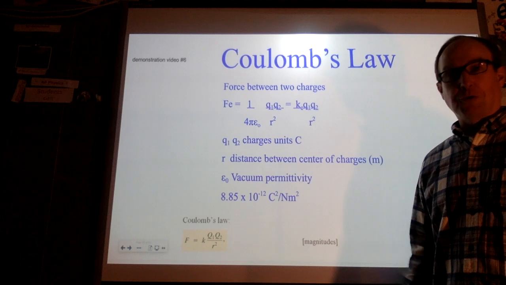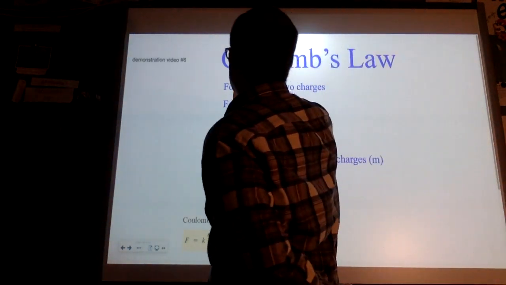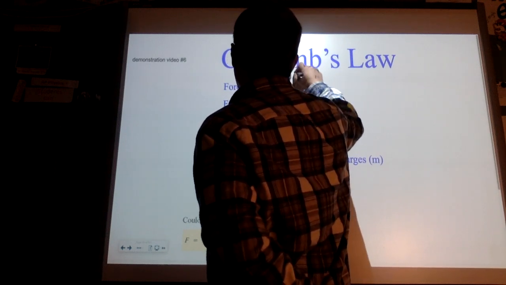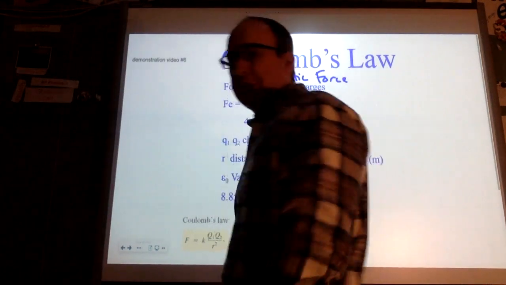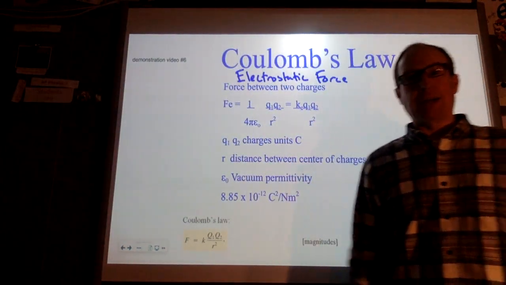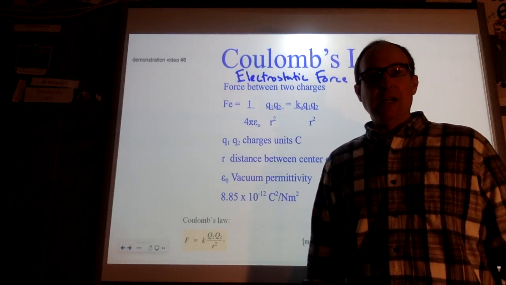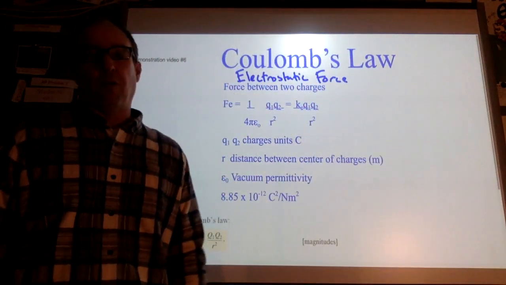And it's called Coulomb's law, or the equation of electrostatic force. So it's electricity, it's static, because we're not talking about things moving. That makes it more complicated. So it is 1 over 4 pi epsilon 0 Q1 Q2 over R squared.